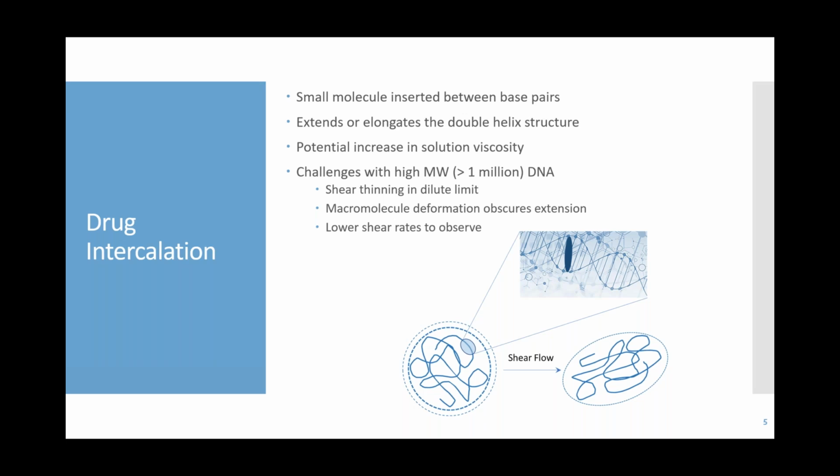And this deformation coming from the shear can obscure any extension that comes from the intercalation of the drug. So it was very difficult for us, at the rates that we were able to achieve, to actually see this change. So we would need to somehow get to lower rates, or perhaps look at drug intercalation of a lower molecular weight DNA, so something below 1 million, maybe at 500,000.